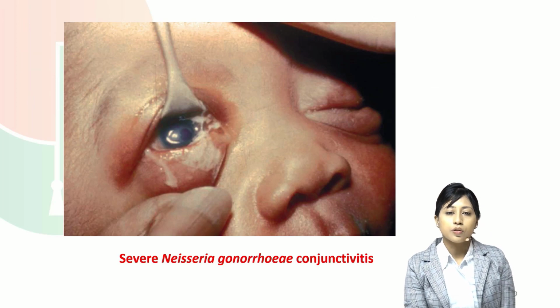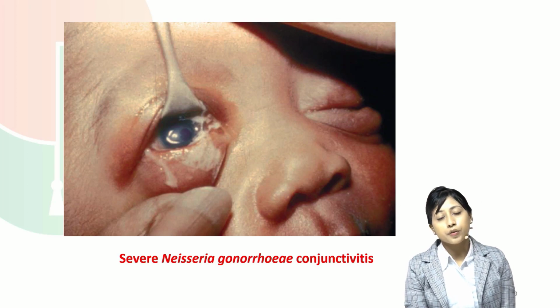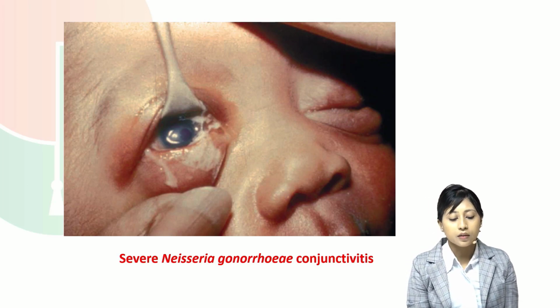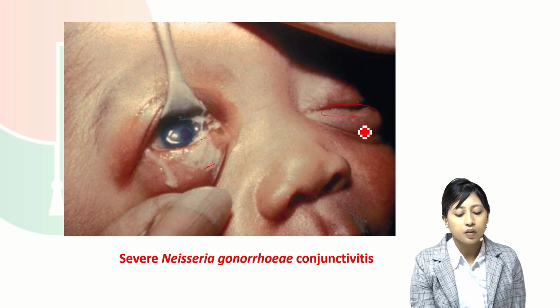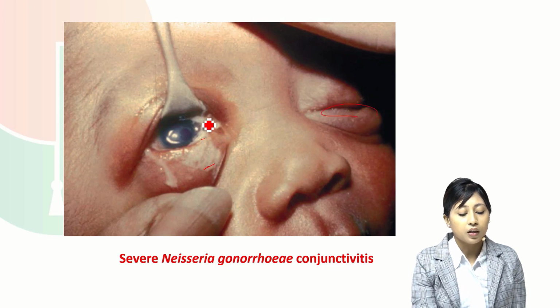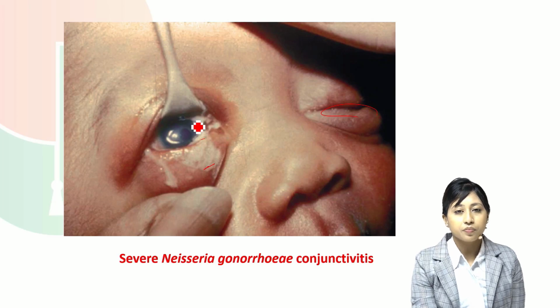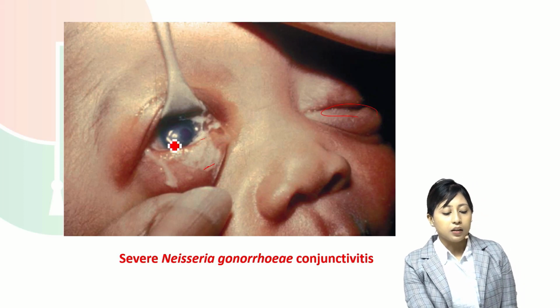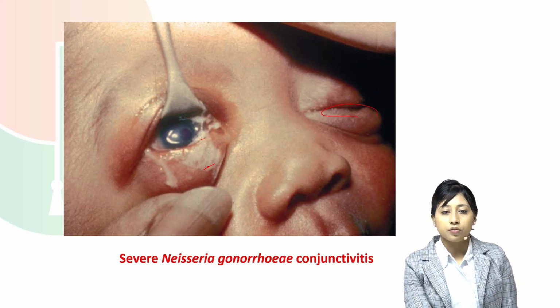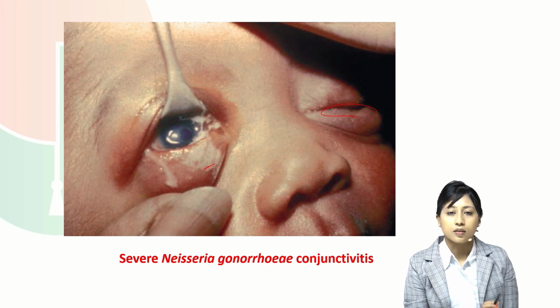This is the picture showing Neisseria gonorrhoeae conjunctivitis. What can we see? There is a profuse whitish discharge. The eyelids are matted. The Desmarres retractor is used here to open the eye, and in the eye we can see profuse whitish discharge. The eyelids are swollen and there is chemosis. So this is a case of severe Neisseria gonorrhoeae conjunctivitis in a neonate.